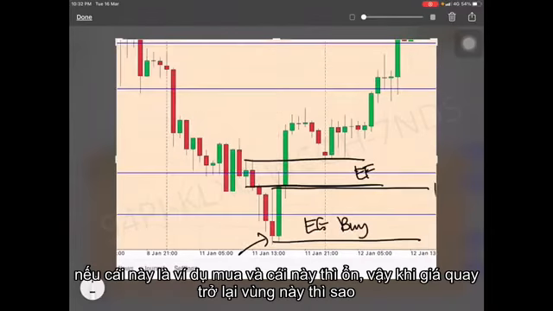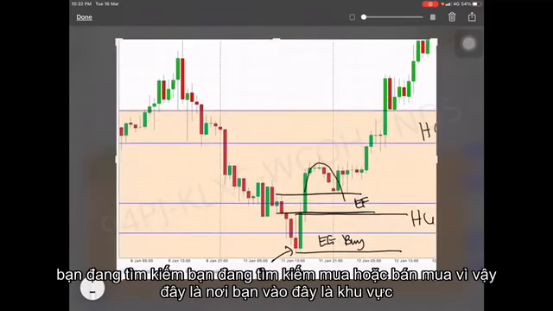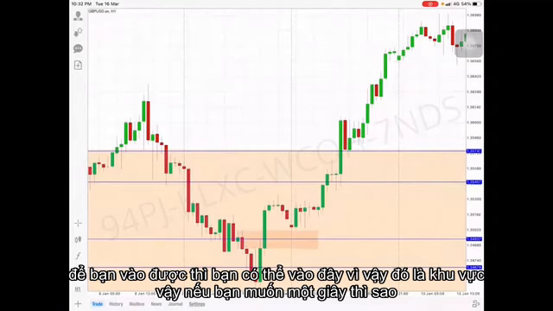Okay, so when the price comes back to this zone, what are you looking for? Are you looking for buy or sell? Buy. So this is where you entry. This is the zone for you to entry. Okay. So you can entry here. Okay. So that is the zone.